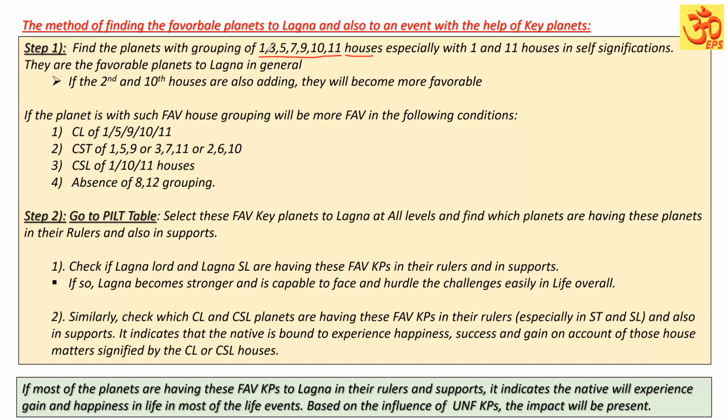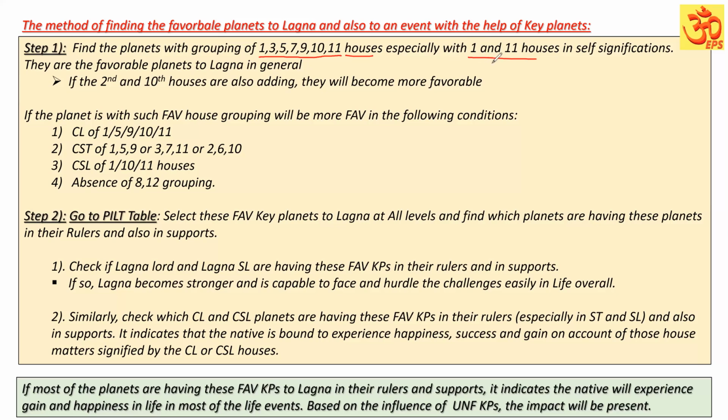Not that all the planets should have all these houses. The grouping of these houses: 1, 3, 5 or 1, 3, 5, 7, 9 or 1, 5, 7, 9, 10, 11. So the planets which have this grouping of these houses, especially with Lagna and 11th houses in self-significations, are favorable planets to Lagna in general.